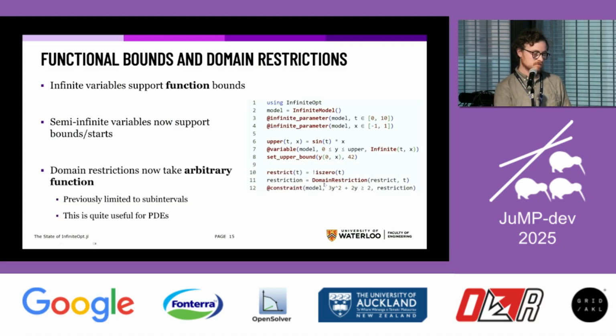And as well as when we define constraints, by default, they're defined over the whole domain of your problem, so all of your time horizon, all of your spatial domain. And if you want to restrict that to a subdomain, we now have this functionality called domain restriction, where you give it an arbitrary Julia function that gives a true-false for a particular time and position or whatever your infinite parameter is. And it can allow you to restrict the domain of that constraint. So this is very useful, for instance, when you're specifying boundary conditions for PDEs and stuff like that, where before we had to kind of hack around it, and now we have an interface that directly supports that quite nicely.